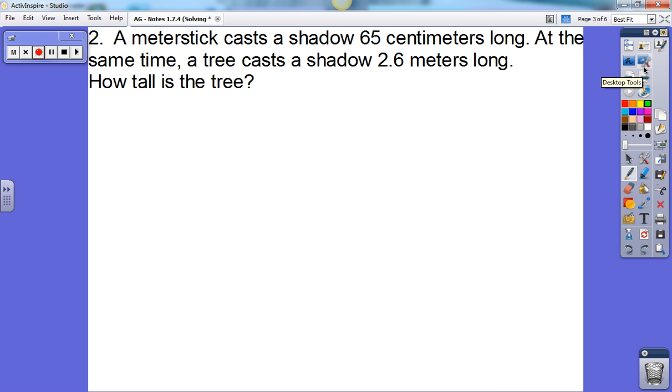We've done problems similar to this in class, talking about shadows. So we have a meter stick that's casting a shadow, and then a tree that's also casting a shadow. So I've got a meter stick, so that's 1 meter, casting a 65 centimeter shadow, and we'll talk about those two in just a minute. And then I have a tree that is casting a 2.6 meter shadow, and it asks how tall the tree is.